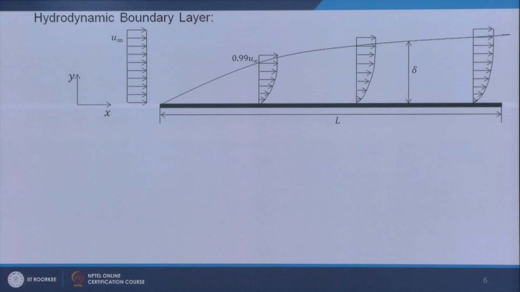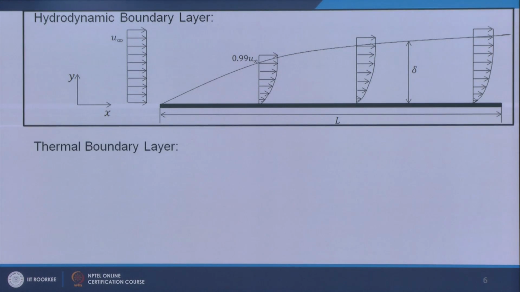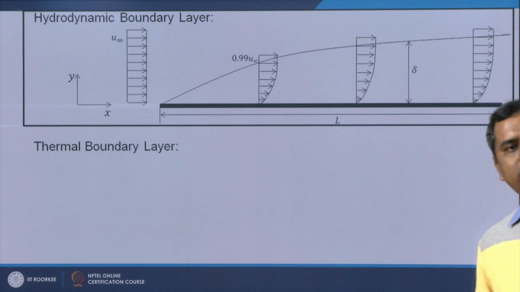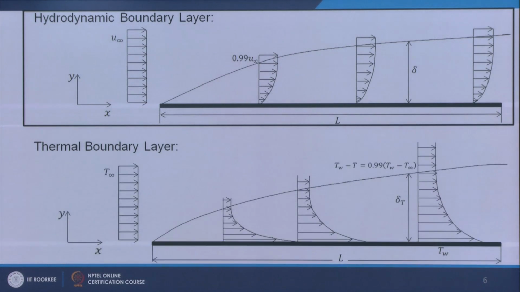So this is already known to you from your fluid mechanics knowledge. Now let us see what our thermal boundary layer is, which is part of this course. In case of thermal boundary layer, we will be taking a similar type of flat plate. So this is the flat plate, and let's say the plate is at temperature Tw.